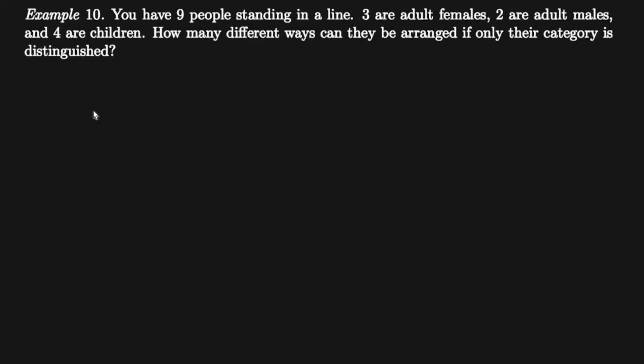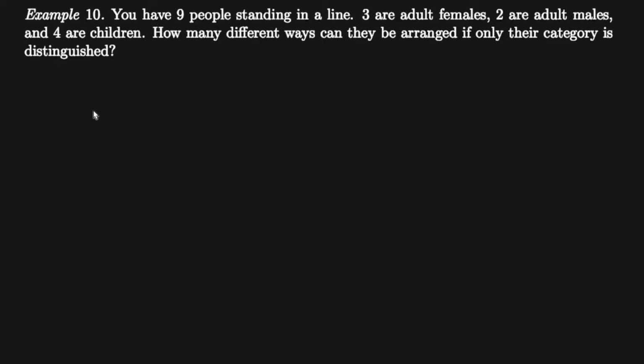The permutation and combination. So we can continue on with example 10 right here. It says you have 9 people standing in a line. 3 are adult females, 2 are adult males, and 4 are children. How many different ways can they be arranged if only their category is distinguished?